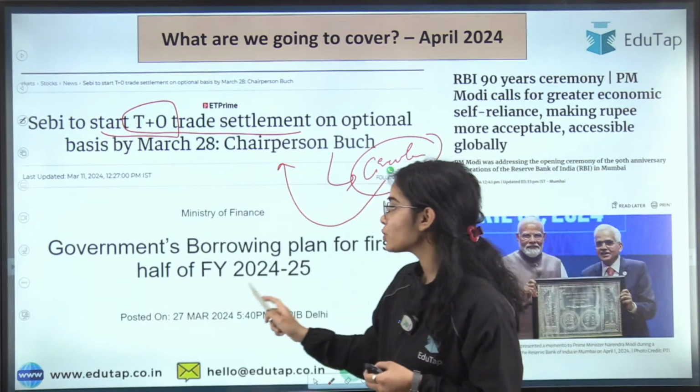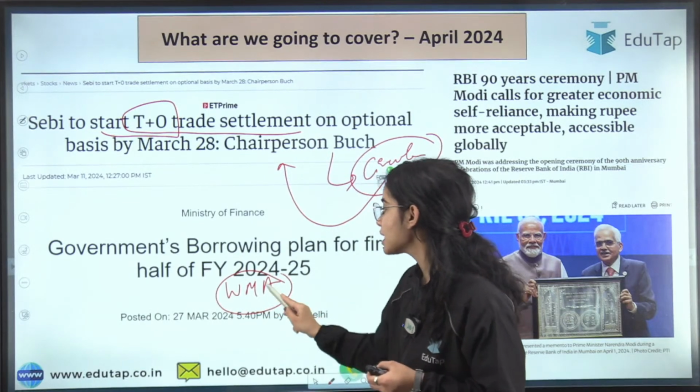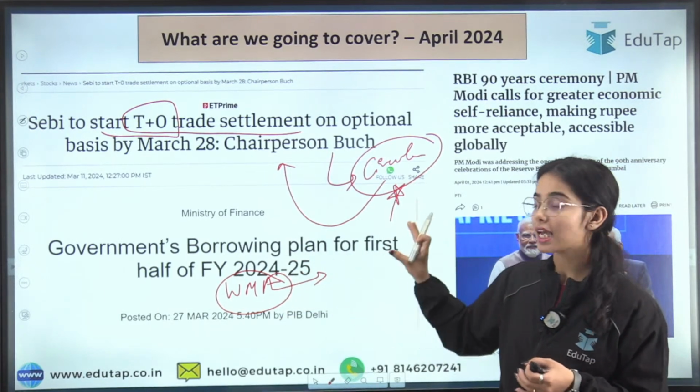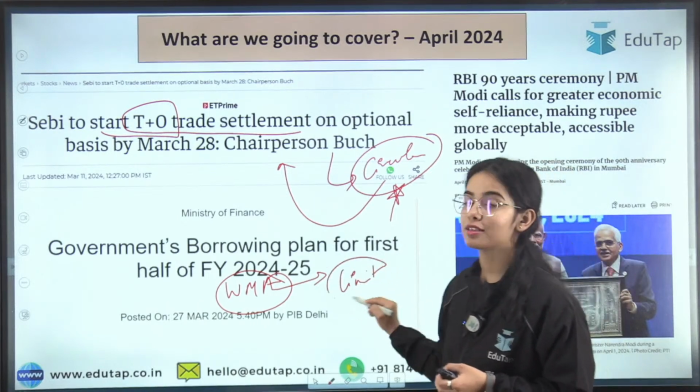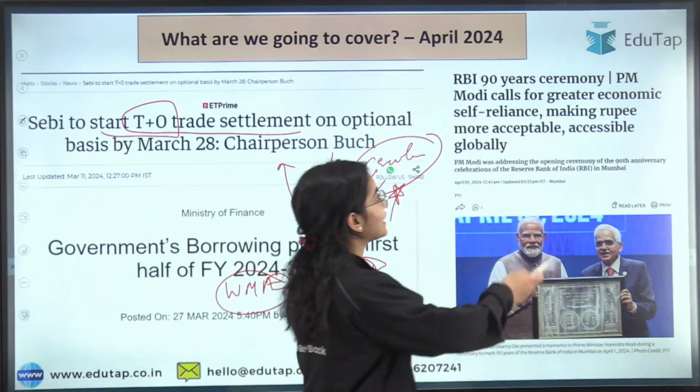The next news article is regarding the WMA, that is, the Ways and Means Advances. We will discuss what the Ways and Means Advances are, as well as the limit that has been set by the Reserve Bank of India. And the third news article is the RBI 90 years ceremony.